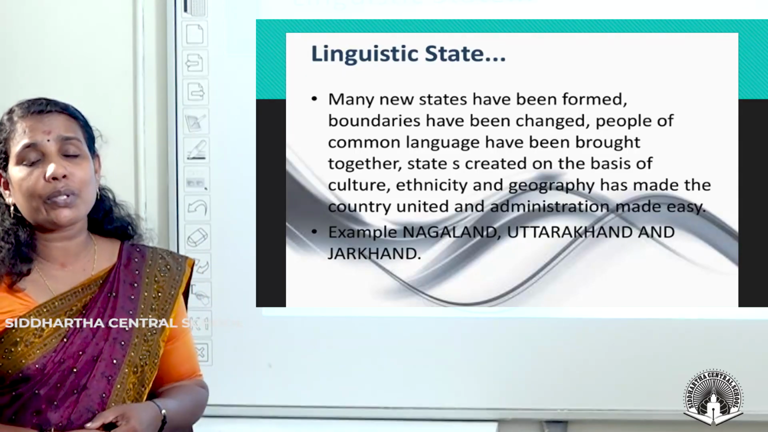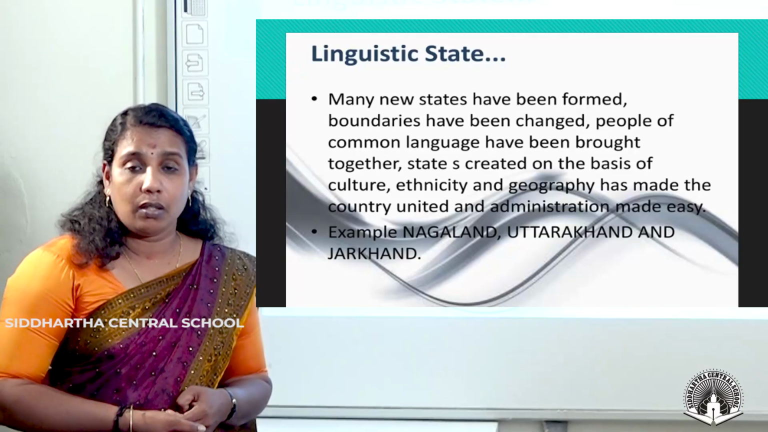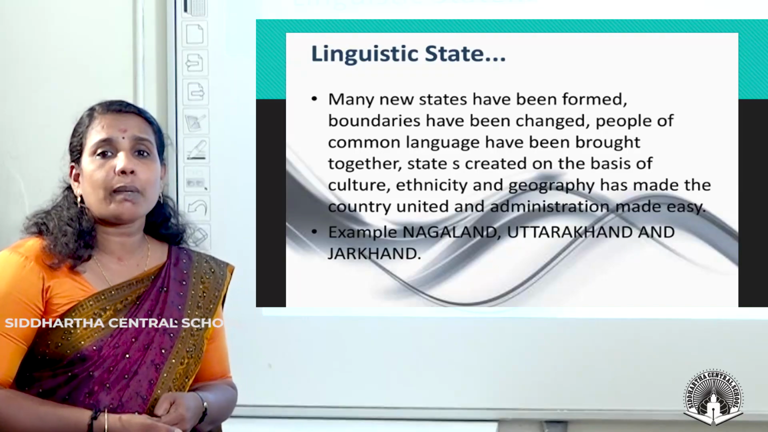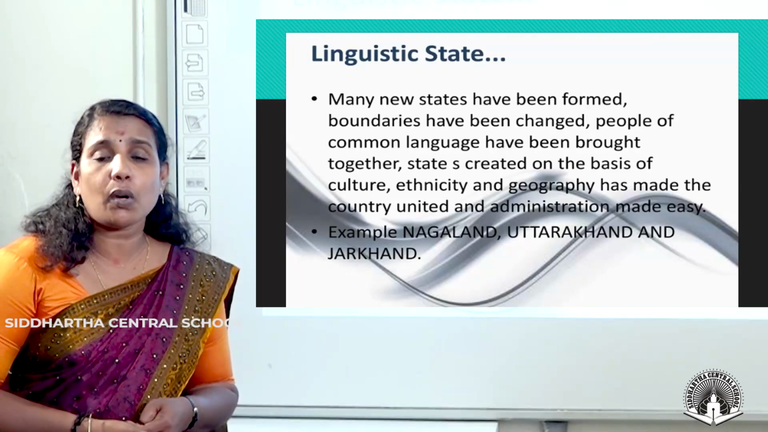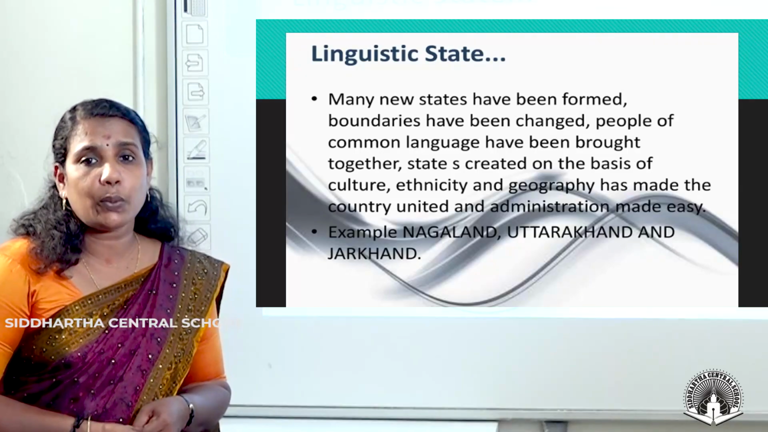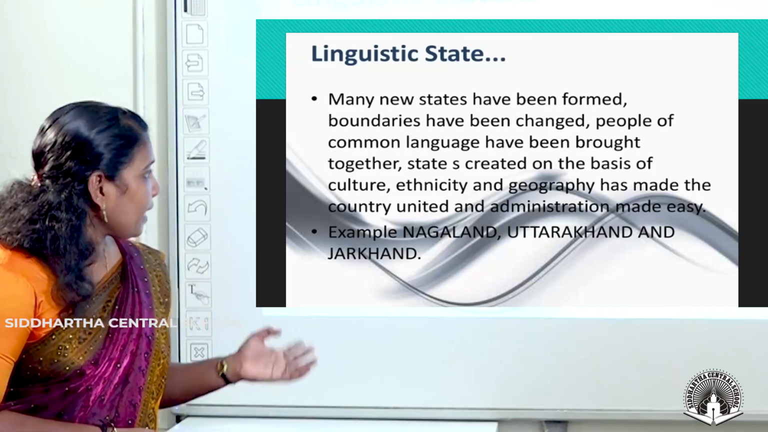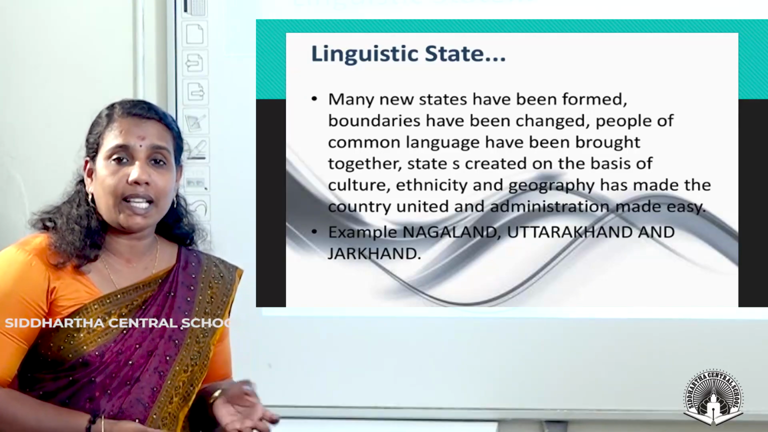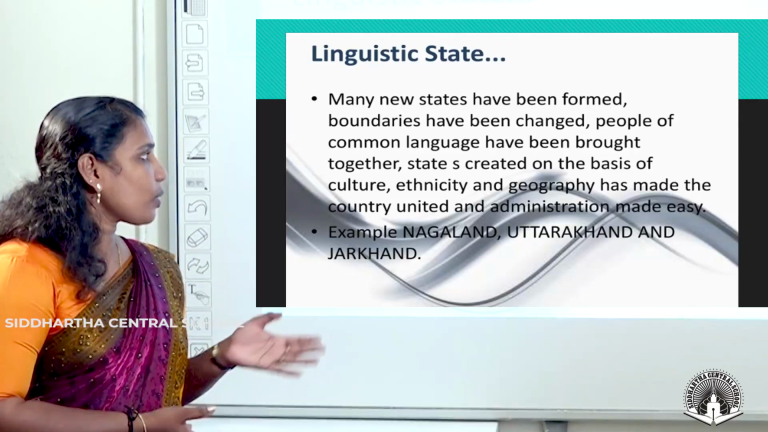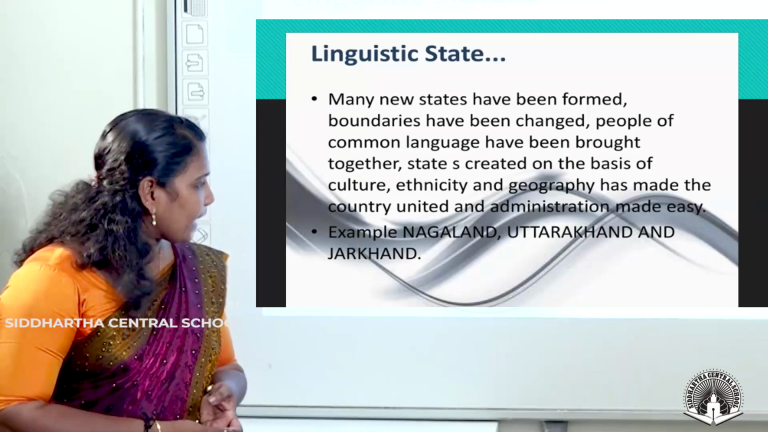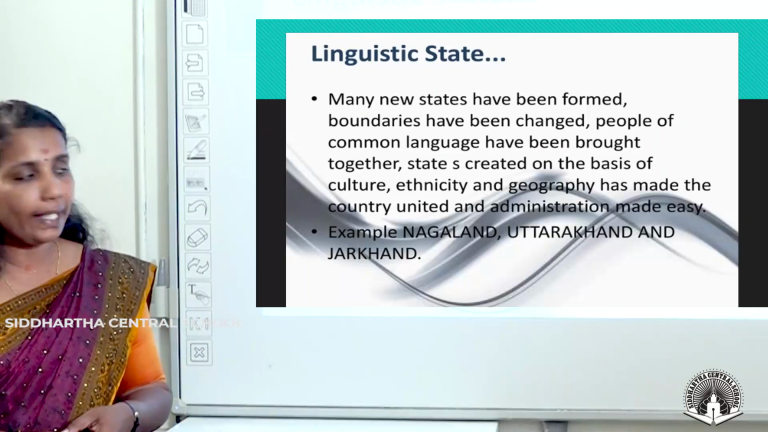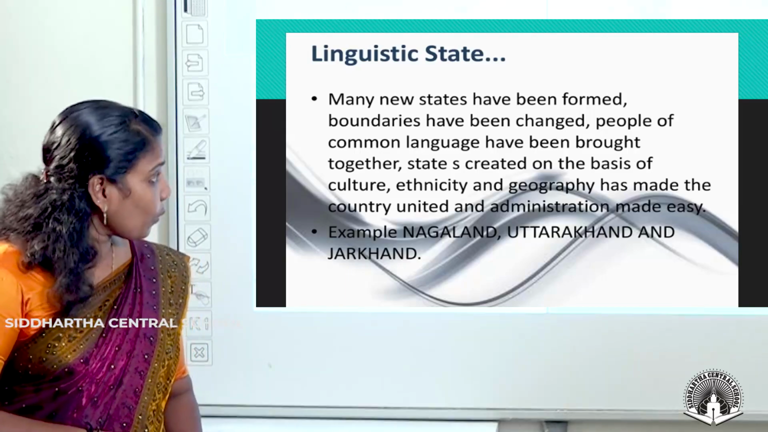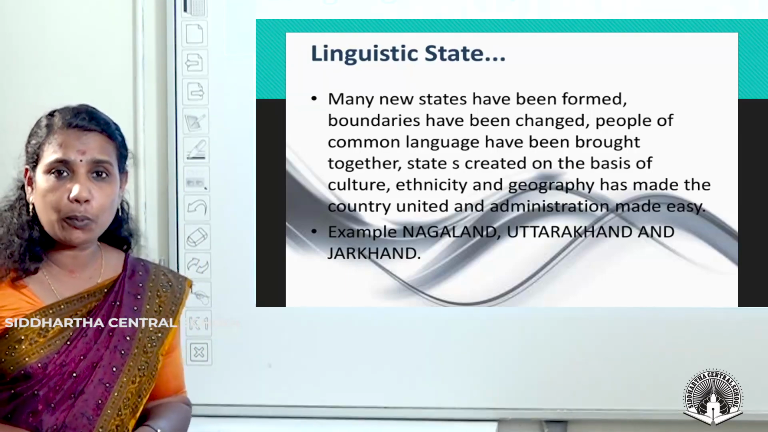A lot of new states were formed, and old states vanished. Linguistic states were formed on the basis of the people who spoke the same language, and it was not only on the basis of language, it was also based on ethnicity, geography, etc. For example, Nagaland, Uttarakhand and Jharkhand. And the next one is about the language policy.